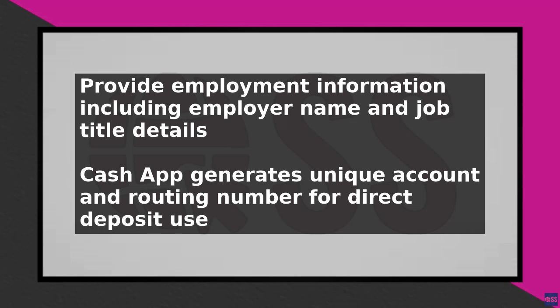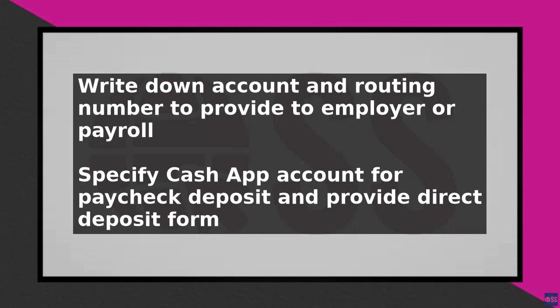When providing the account and routing number to your employer, be sure to specify that you want your paycheck deposited into your Cash App account. You can also provide them with a direct deposit form, which can be accessed through the Cash App. Once your employer has set up direct deposit, it may take 1 to 2 pay periods for the changes to take effect. After this time, your paychecks will be deposited directly into your Cash App account, and you will receive a notification when the deposit is made.